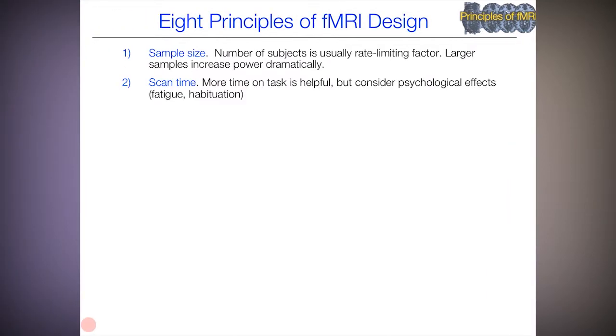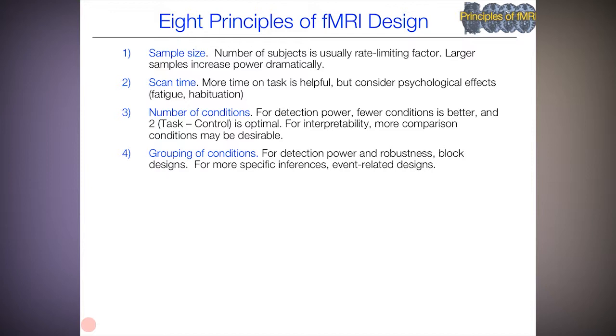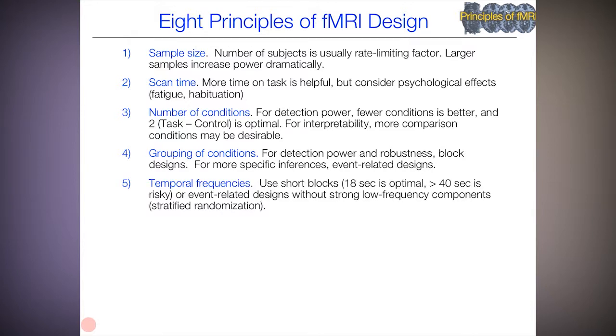So now we've talked about 8 principles of fMRI design. We've talked about considerations of sample size and scan time. We've talked about how many conditions to include in your experiment and how to group the events in those conditions together and organize them. We've talked about temporal frequencies and the need to use designs with the right temporal frequencies, not too short and not too long. 18-second to 20-second blocks is optimal.